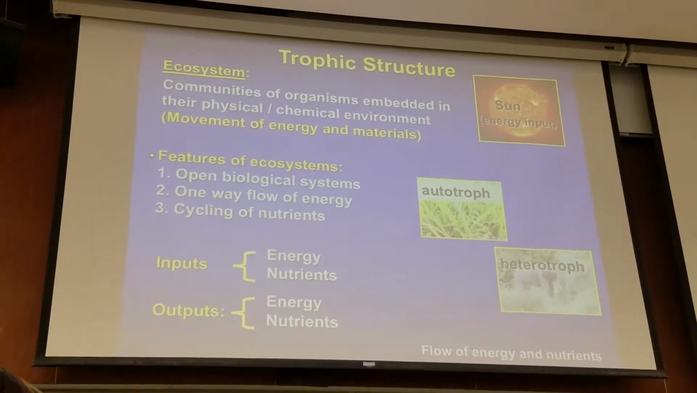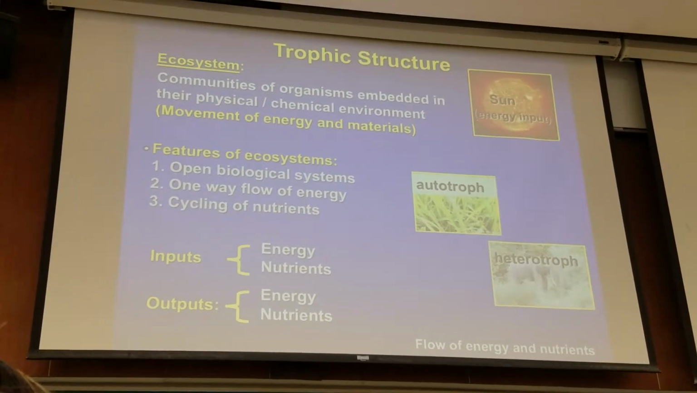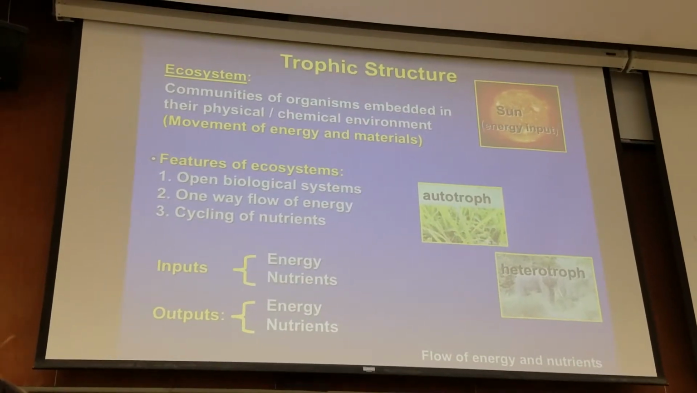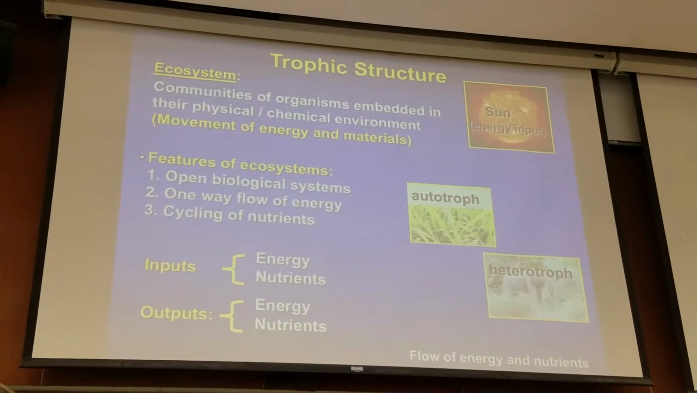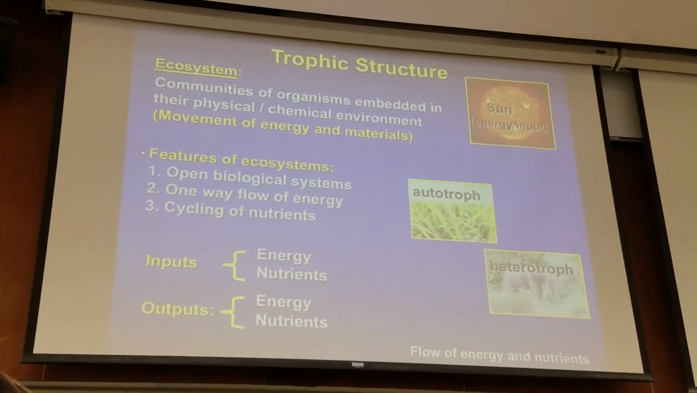So the first thing about an ecosystem is that typically they're thought of as open biological systems. What does that mean? Stuff comes in, stuff goes out. That's what open means. They have a one-way flow of energy, starting from the primary source through the system and out. However, there is typically a cycling of nutrients within the system.